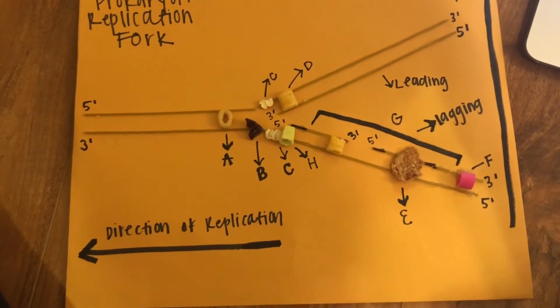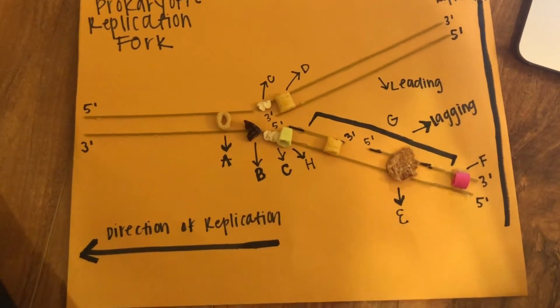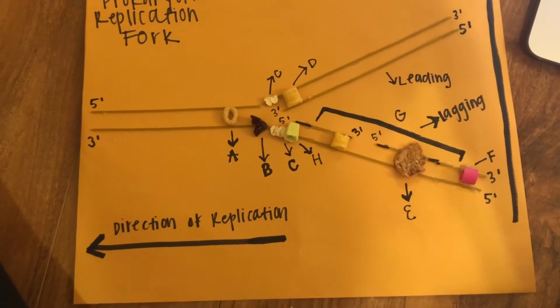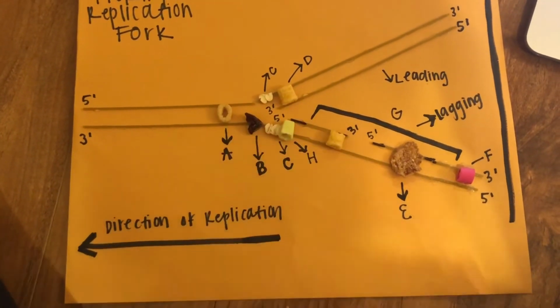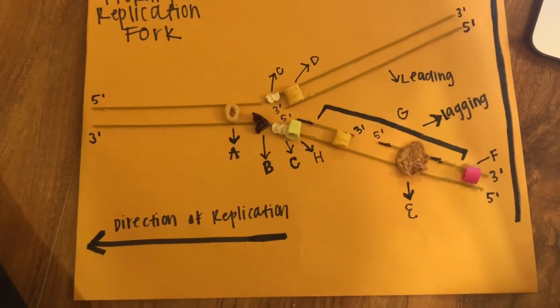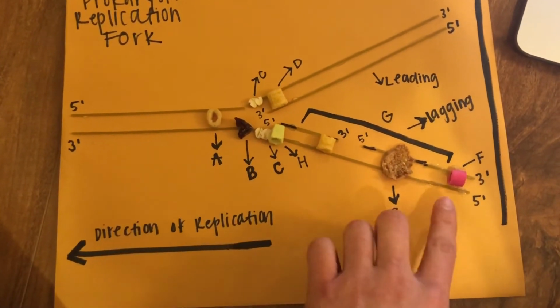Before replication can occur or a new chain of DNA can emerge, primase, which is H, acts as an RNA primer that synthesizes the 5' ends. Primase allows for DNA polymerase 3, which is D, to do its job, which is to synthesize new strands by polymerizing nucleotides, using the parent strand as a template.